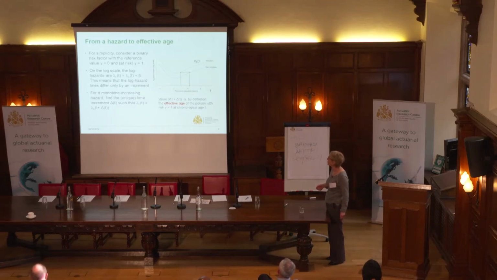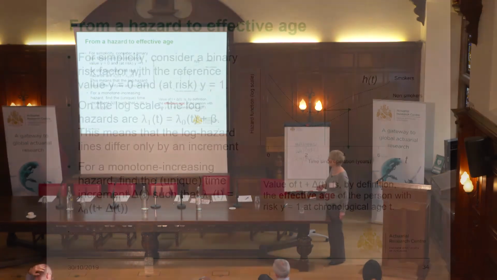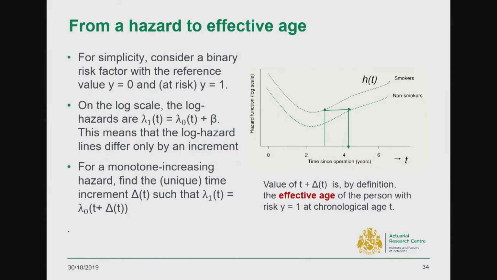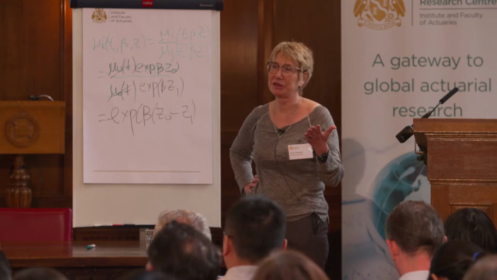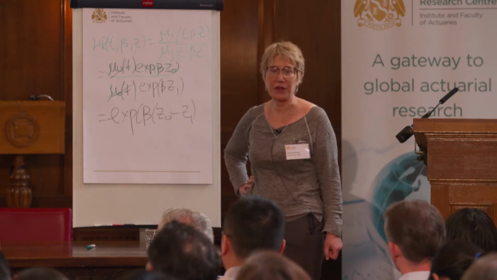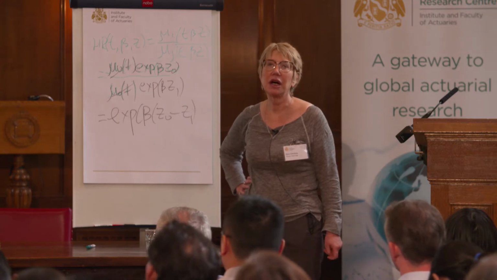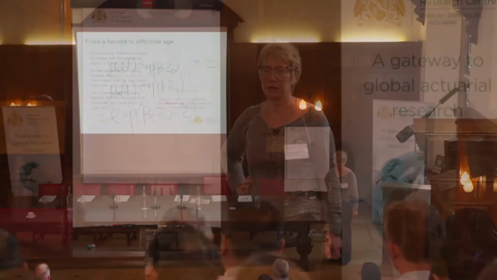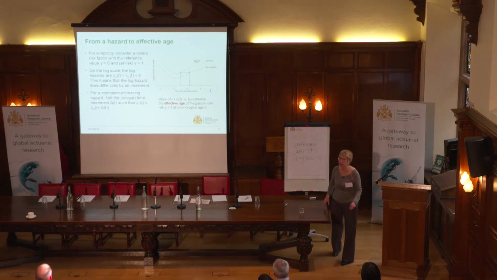And this difference, in general, delta, would depend on the time if our hazards look like an arbitrary curve. Okay? So at each point of time, I can find an increment in age which corresponds to an addition of this extra risk, say risk of smoking. This is the idea of effective age. Other questions about this? Okay, let's move.